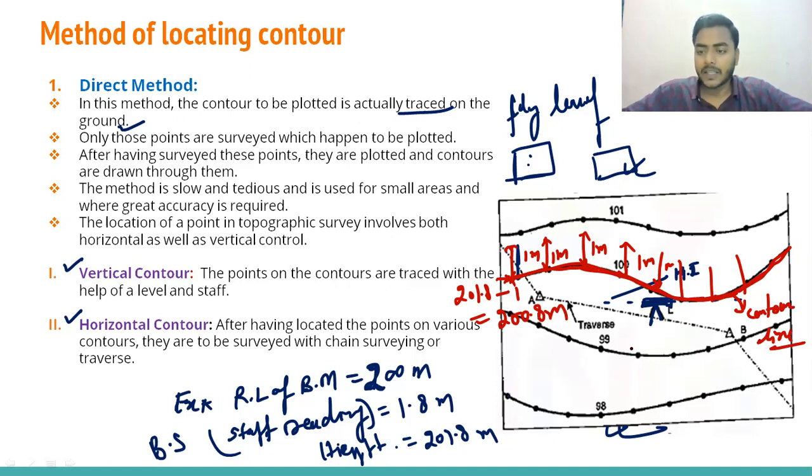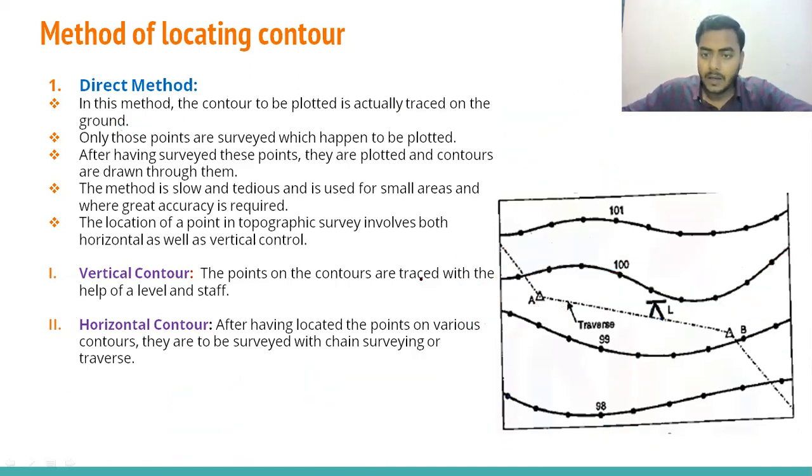We can call it by the definition. What is the definition of contour line? The imaginary line joining the points of equal elevation is a contour line. You can see these lines are contour lines, each with some elevation, and that elevation is 200.8 meter.